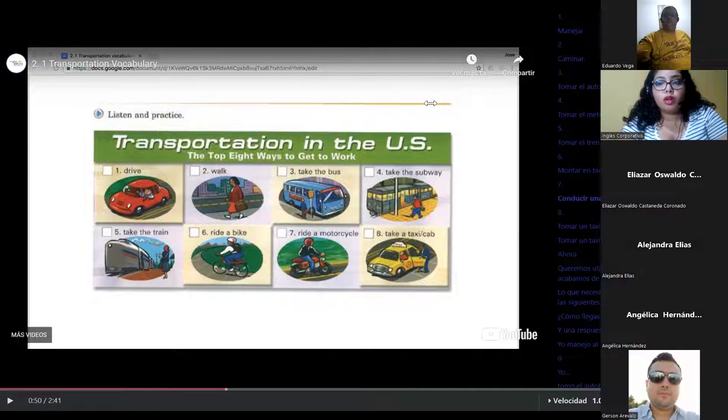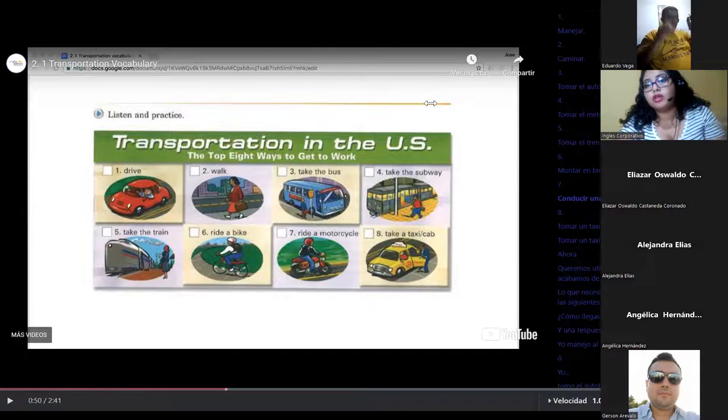Number 2, walk. And in this case, it's when we walk to our work. Number 3, take the bus. Take the bus. Number 4, take the subway.